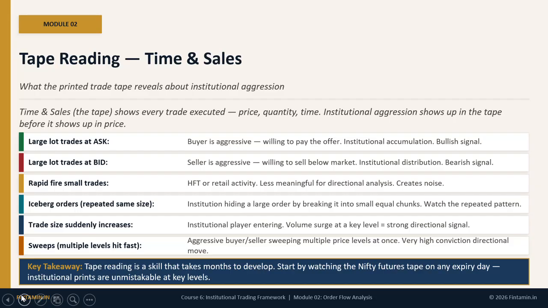Sweeps are when a large buyer or seller hits multiple price levels in rapid succession. The order is so large that it consumes all available liquidity at the first level and continues up or down through multiple prices. Sweeps indicate very high conviction, an institution that needs to be filled immediately regardless of price impact. Extremely bullish or bearish signal.